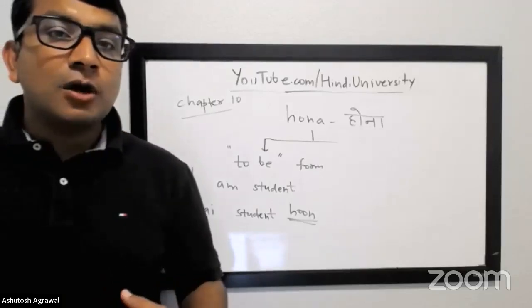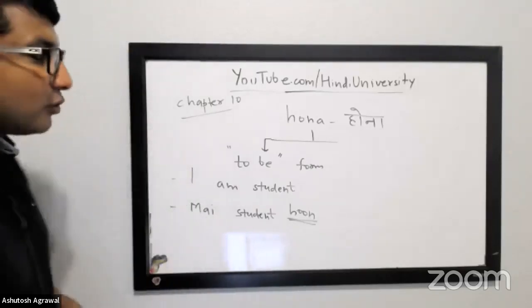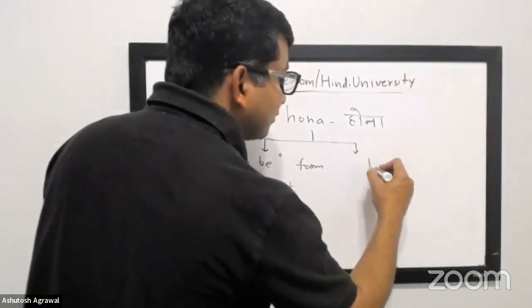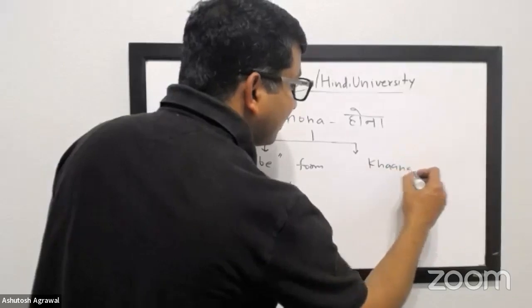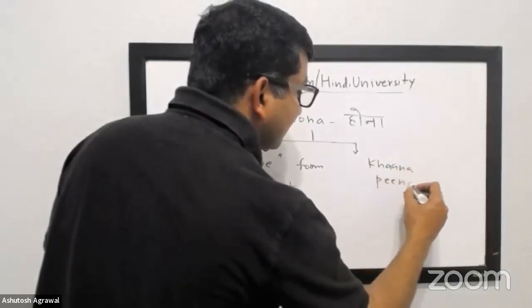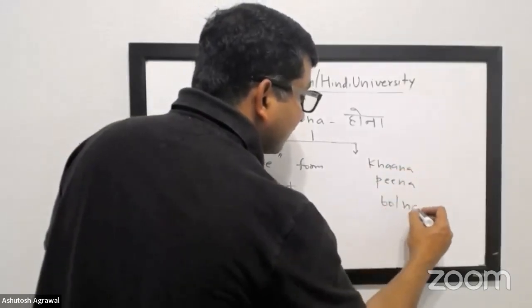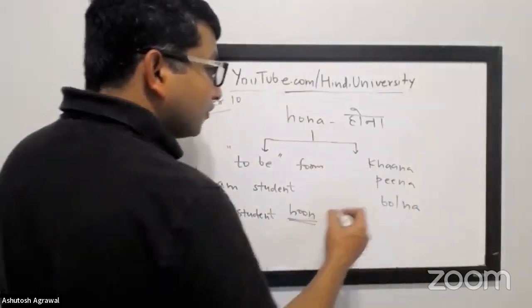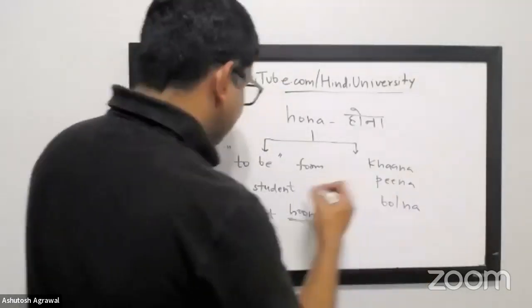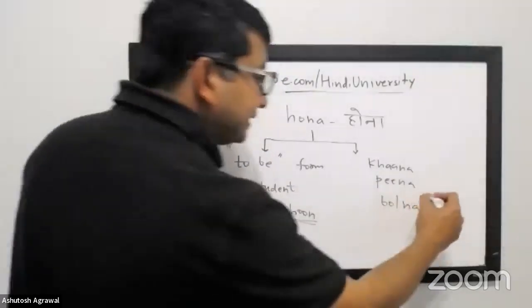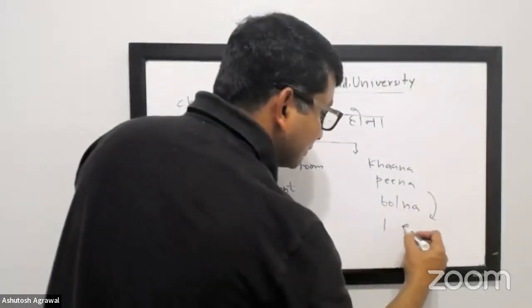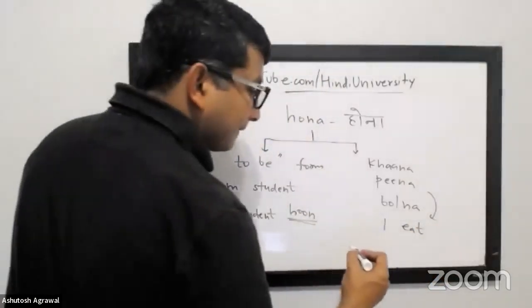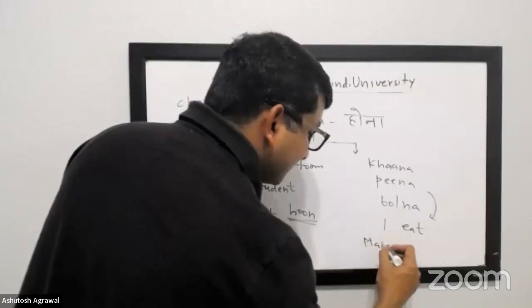But Hona has more cases. It can also be used with other verbs such as khana, pina, bolna. When you use these verbs along with the to be form of the verb, for example, if you want to say "I eat," how will you say it, Jackie ji? मैं खाती हूँ या मैं खाता हूँ. Very good.